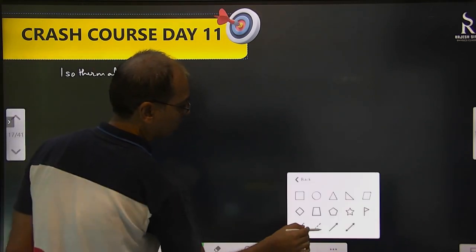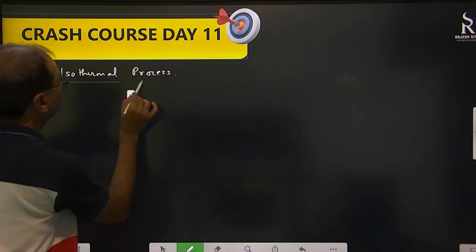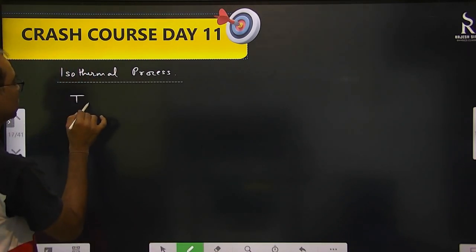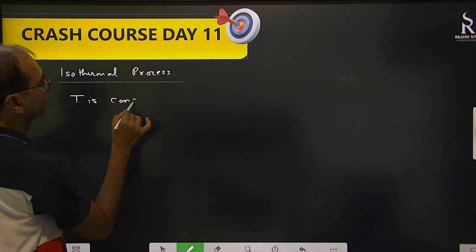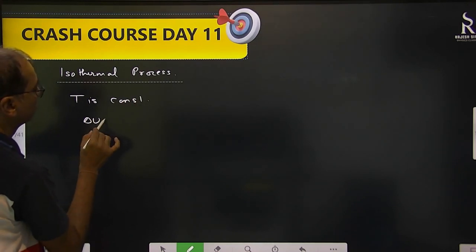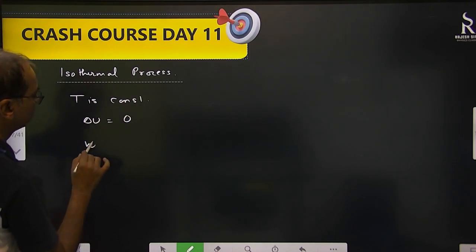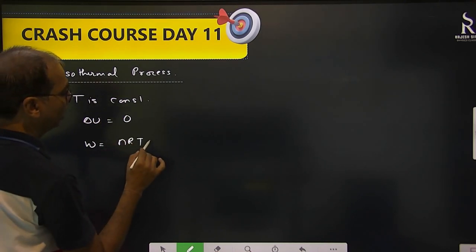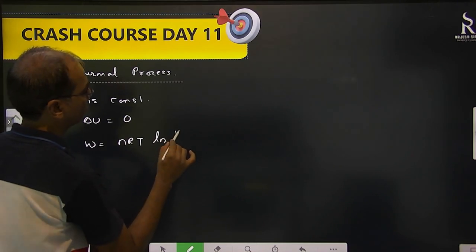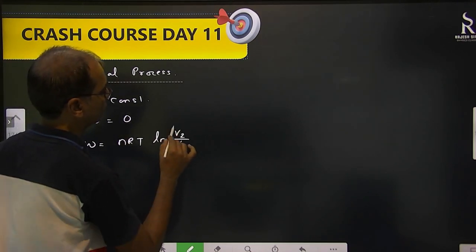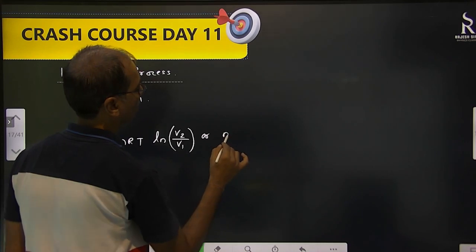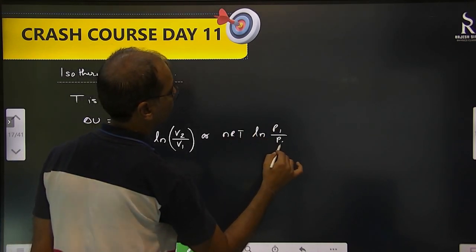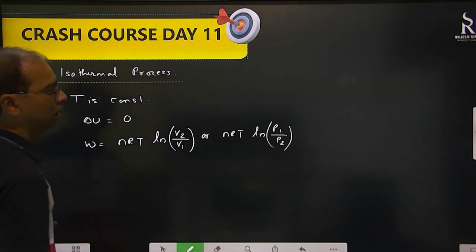Isothermal. In an isothermal process, what is the formula for work done? First of all, T is constant, so delta U is 0. Then the work done formula is nRT ln V2 by V1, or nRT ln P1 by P2.